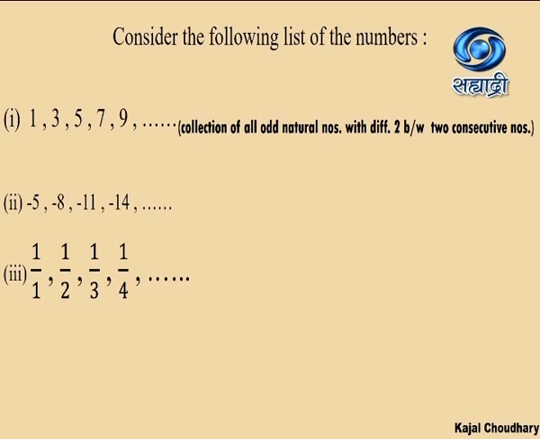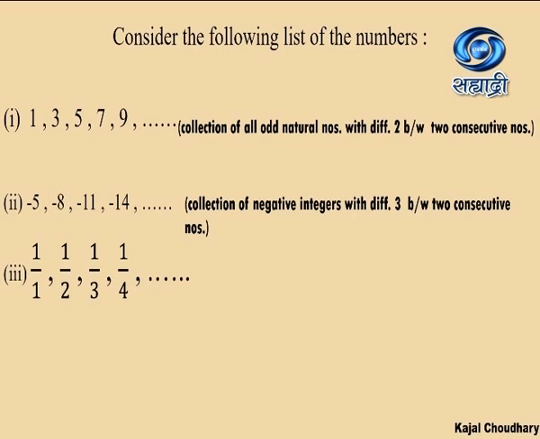Okay, the next series: if you consider minus 5, minus 8, minus 11, minus 14, they are a collection of negative integers with a difference of 3 between two consecutive numbers, or two immediate numbers. Like if you check minus 14 minus minus 11, you get 3. So that's the difference between the consecutive numbers. Now the third series, if you consider, is a collection of rational numbers where the denominators are natural numbers differing by 1.